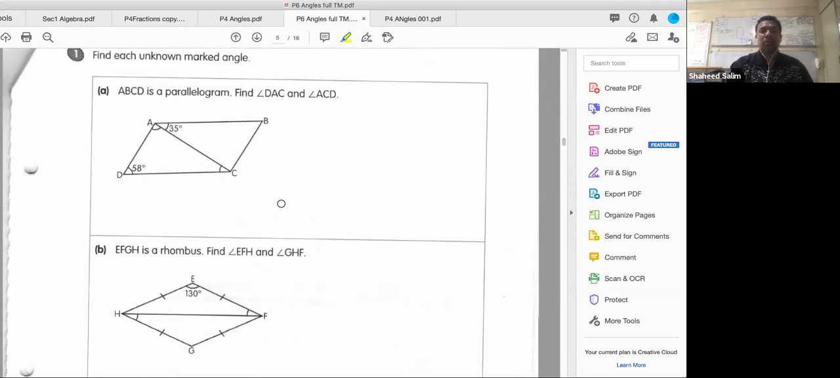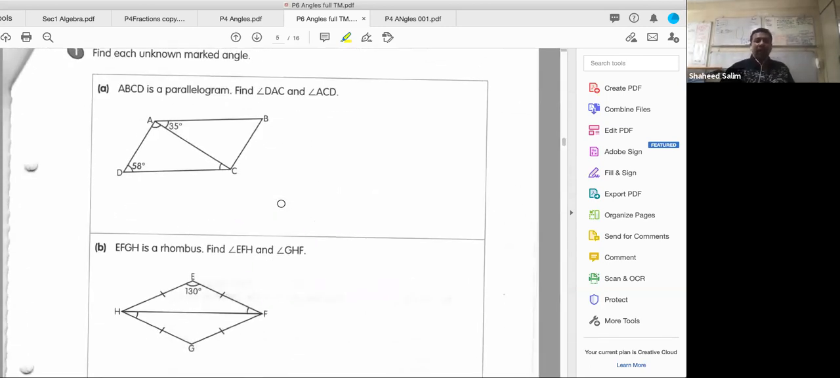Okay, the next two. Find the unknown marked angle. There are two angles here, and there are also two angles here. Try your best. Oh, who is this first? Yes, answer straight. What, Zahin? Oh, don't give a chance.